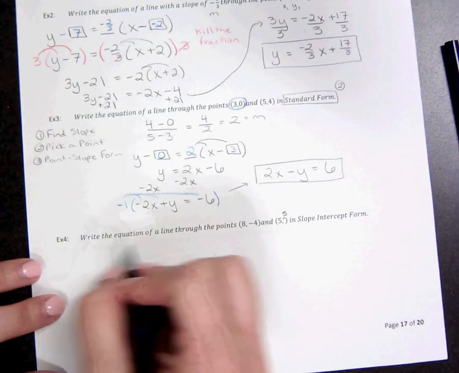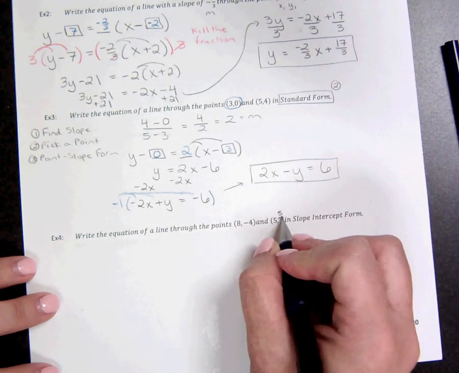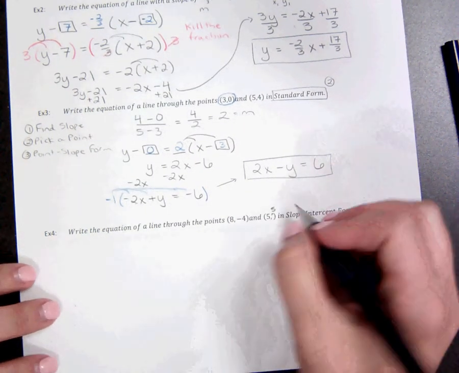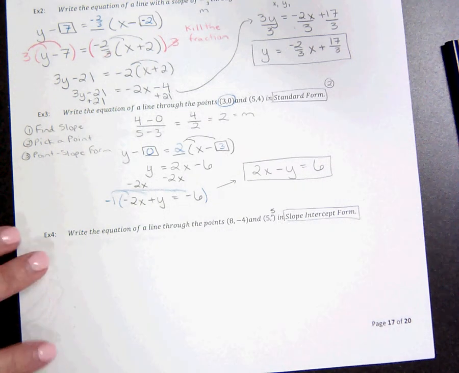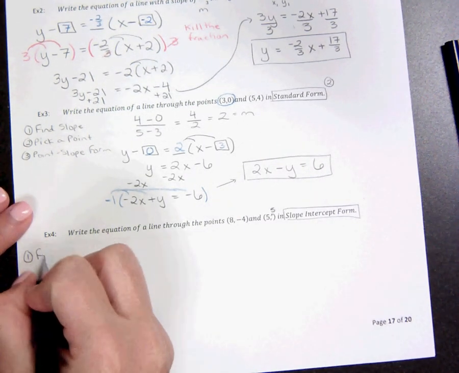It says write the equation of a line through the points 8, negative 4, and yours should say 5, 5. I had a typo on mine, but it should say 5, 5 in slope-intercept form. So again, the first thing we want to do is find the slope.